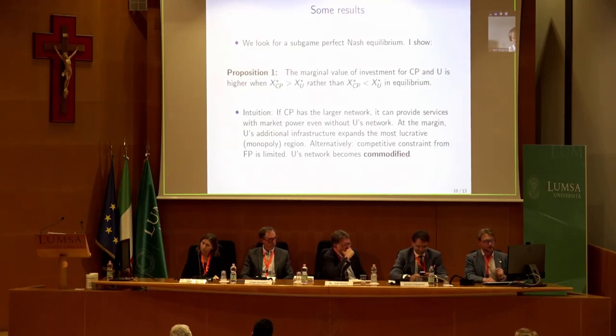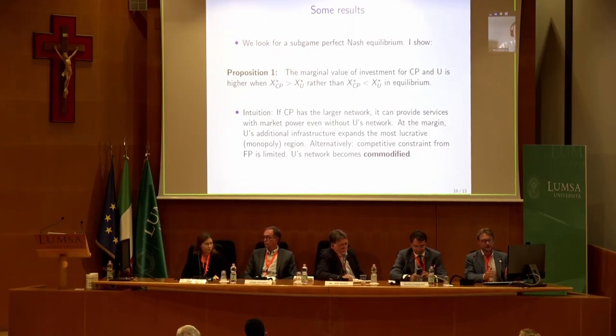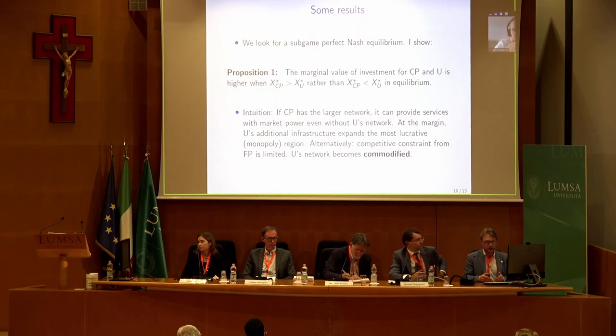So just to have some results, looking at a subgame perfect Nash equilibrium, I show that the marginal value of investment for the vertically integrated firm and the infrastructure firm is larger when in equilibrium the network size of the vertically integrated firm is larger. The intuition for this is that if CP has the larger network, it can provide services with market power, even without U's network. So at the margin, U's additional infrastructure investment expands CP's profit on the most lucrative segment of the monopoly region.